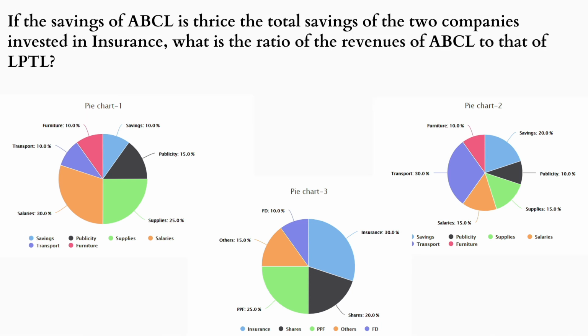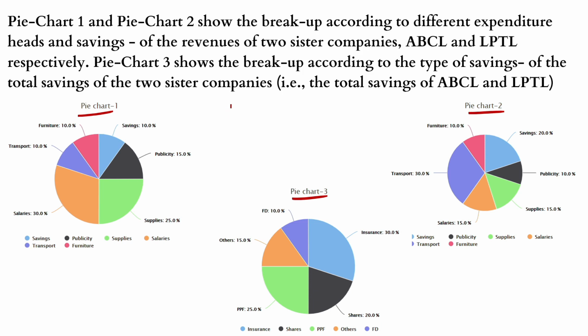Let's move on to the first question. It says, if the savings of ABCL is thrice the total savings of the two companies invested in insurance, what is the ratio of revenues of ABCL to that of LPTL? Let's say the revenue of ABCL is X and the revenue of LPTL is Y. And what about savings? The savings of ABCL is 10%, so 10 by 100 of X, and the savings of LPTL is 20%, so 20 by 100 into Y.